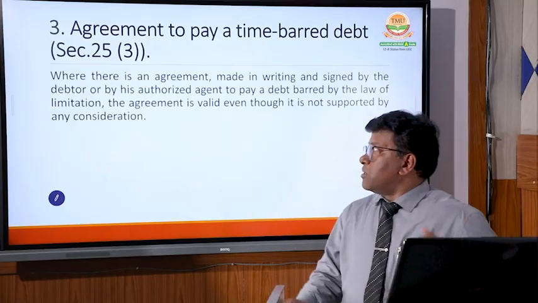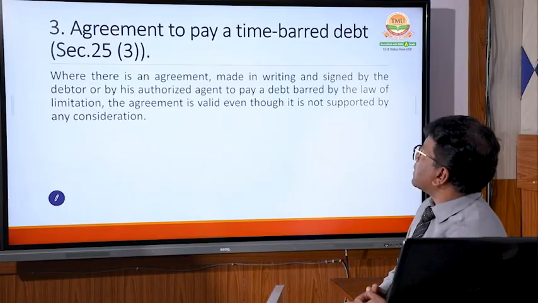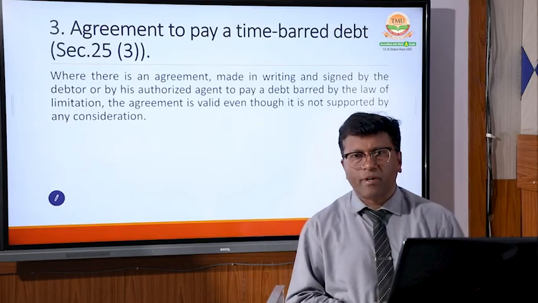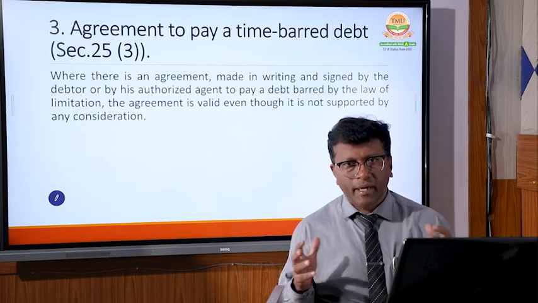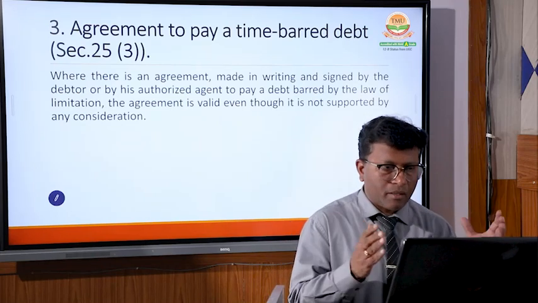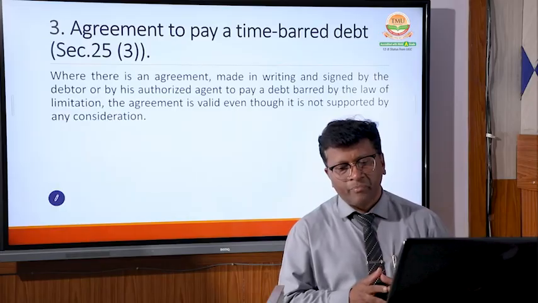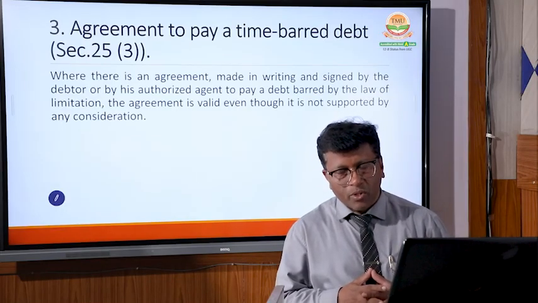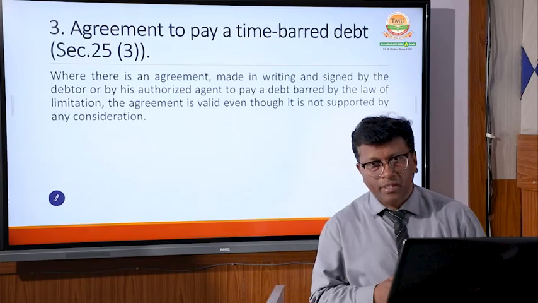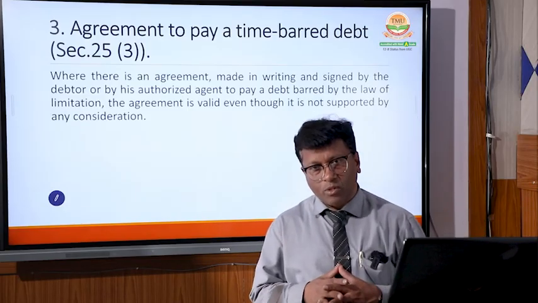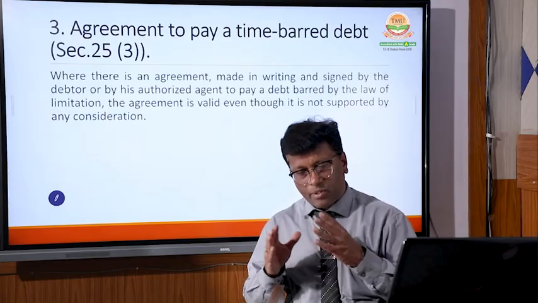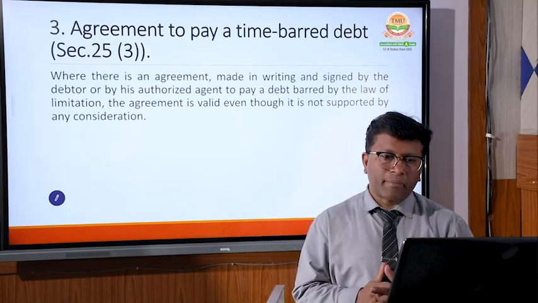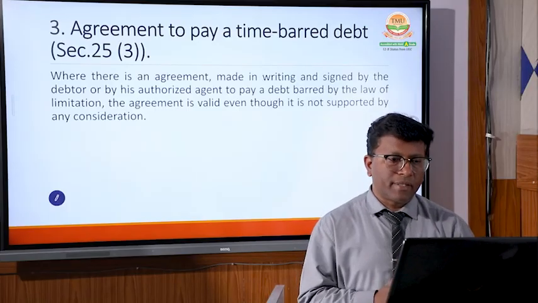Now we come to the next point, that is the agreement to pay a time barred debt. What is a time barred debt? As you must be aware, a time barred debt means, as per the law of limitation, a debt which cannot be recovered, because there is a limitation of time within which one can approach the court to recover the debt, and that time has barred. So this is a debt which has been barred by the law of limitation.